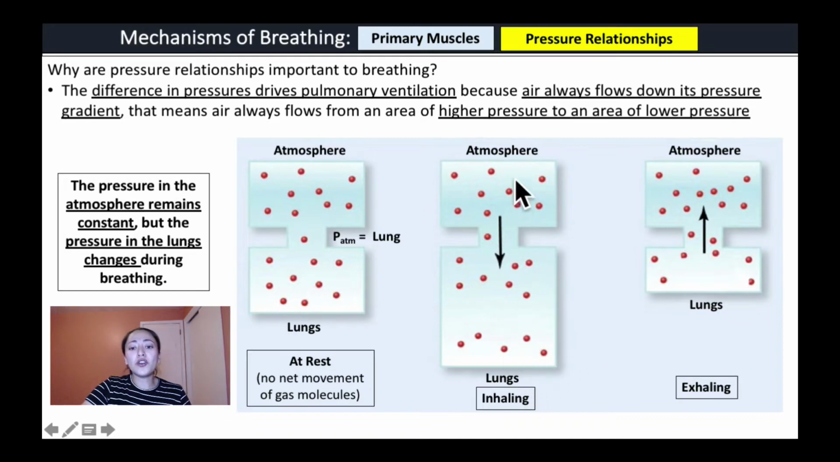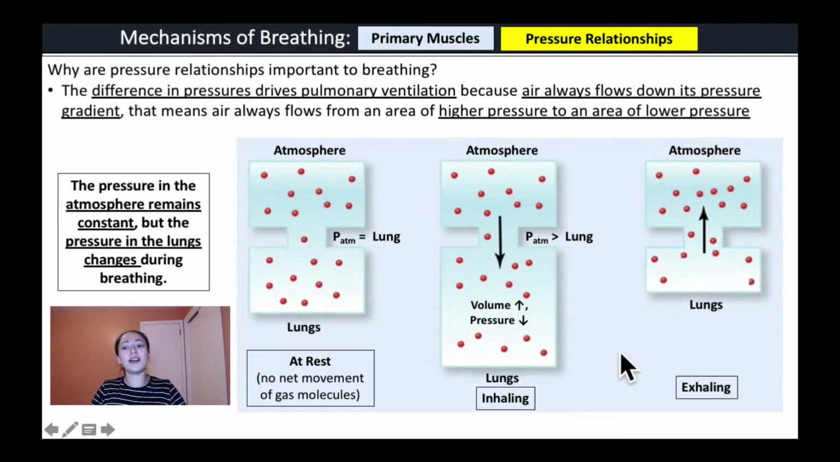However, whenever you inhale, when you breathe in, remember your diaphragm is contracting. What's happening to the volume in your lungs? It's increasing. So what's happening to the pressure? Remember, if volume increases, pressure decreases. Okay, so now the pressure has gone down inside your lungs. And since the pressure has gone down in your lungs, the atmospheric pressure is now greater than the pressure in your lungs, so air will flow into your lungs.